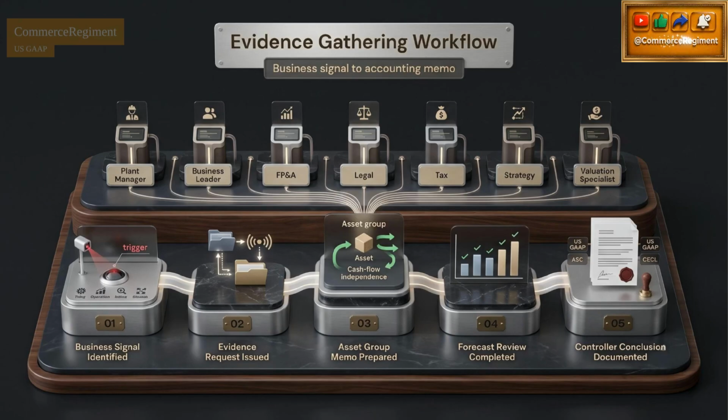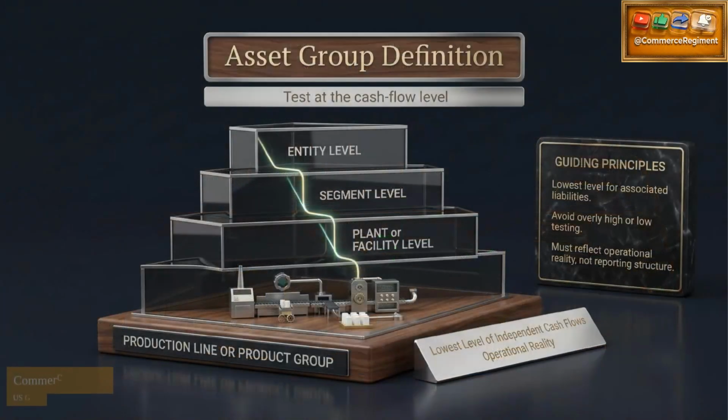The close memo should identify the business signal, summarize the evidence requests, define the asset group, tie forecast assumptions to approved management plans, and document the controller's conclusion on whether a recoverability test is required. An asset group is the lowest level of assets and associated liabilities for which identifiable cash flows are largely independent from other groups. This definition is extremely important.